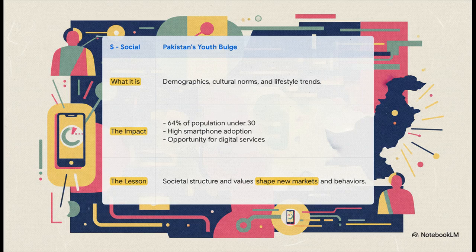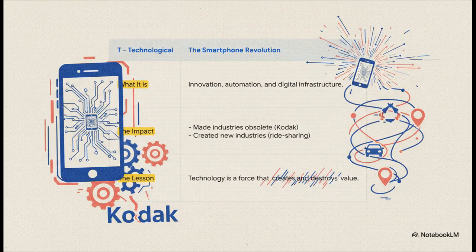Then we have S for social, which covers demographics, culture, lifestyle trends. Now, here's a great example of how a social factor can be a massive opportunity. With 64% of its population under 30, Pakistan has this huge, tech-savvy youth demographic. That's not just a statistic. It's the engine creating a brand new market for pretty much everything, from e-commerce to digital banking. T stands for technological. This is all about innovation and the relentless pace of change. The smartphone revolution is the ultimate example, isn't it? This one device didn't just improve old industries, it completely wiped some out.